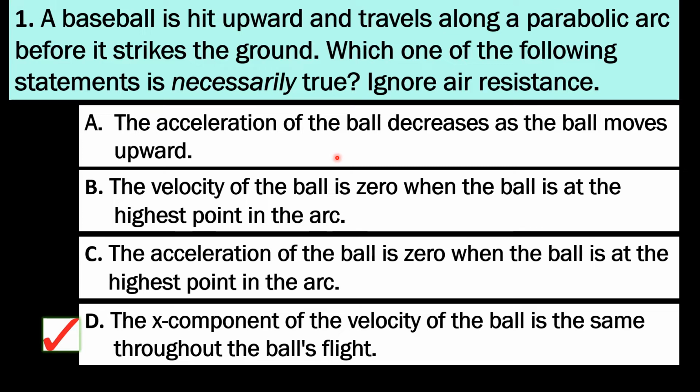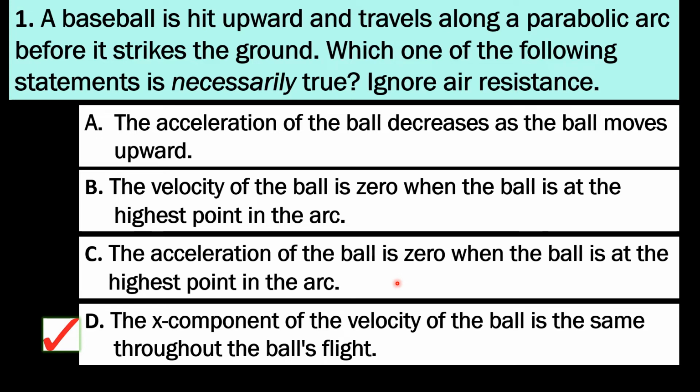How about letter B? Why is it incorrect? The velocity of the ball is 0 when the ball is at the highest point in the arc. This was mentioned earlier that upon reaching the maximum height, only the vertical component of the velocity becomes 0, but not the horizontal component. So in short, the actual velocity of the ball upon reaching the maximum height is not 0. Letter C. Why is this incorrect? The acceleration of the ball is 0 when the ball is at the highest point in the arc. So again, this is a misconception.